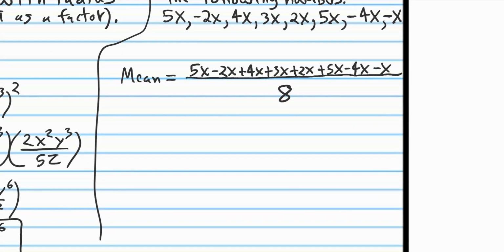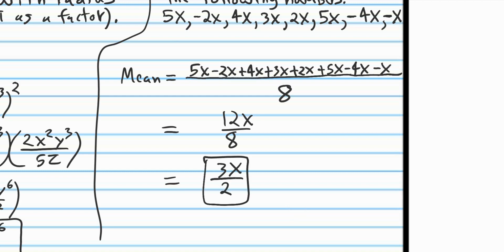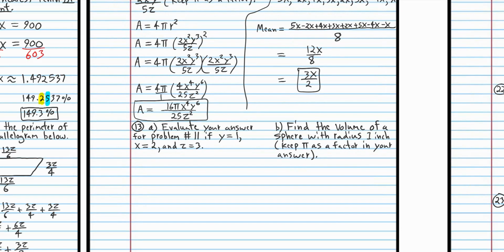Whenever you have a fraction expression, you always have to simplify the numerator and the denominator first. So we're going to have to go ahead and add all those numbers up. So 5x minus 2x is 3x, 3x plus 4x is 7x, 7x plus 3x is 10x, 10x plus 2x is 12x, 12x plus 5x is 17x, 17x minus 4x is 13x, 13x minus x is 12x. So equals 12x over 8, and we can simplify that a little bit. Divide both sides by 4, and you get 3x over 2. So if you got 3x over 2 for the average there, good job.